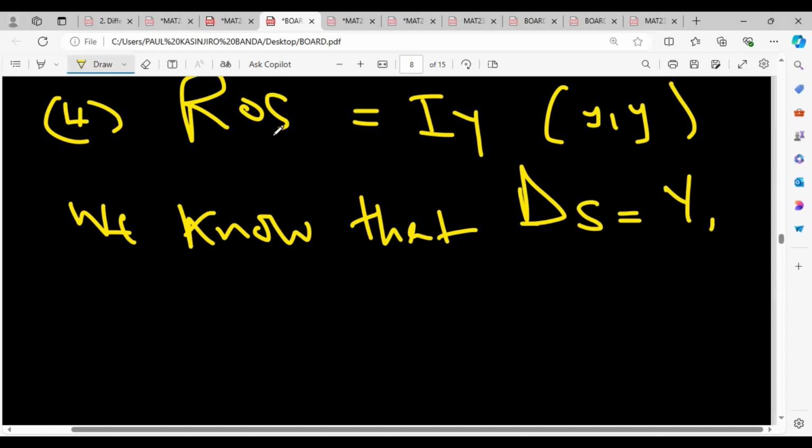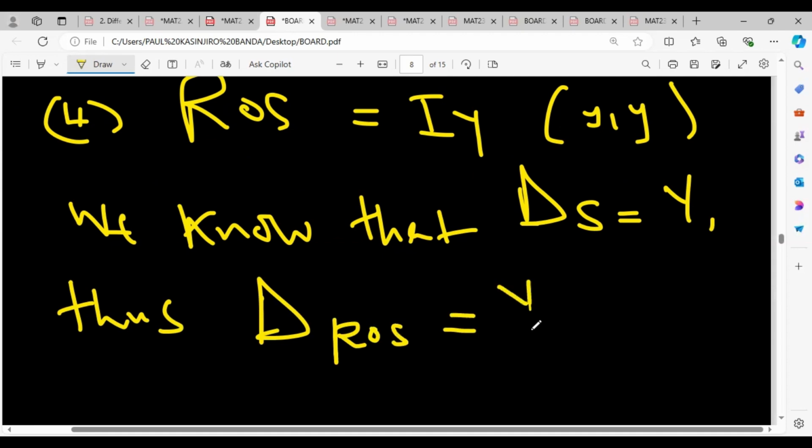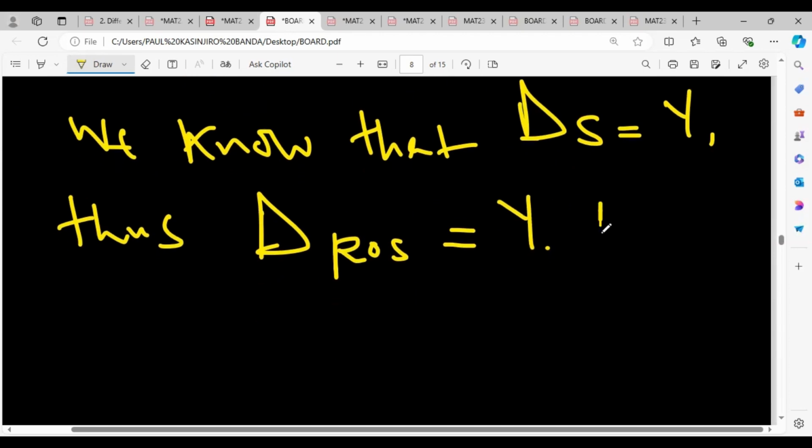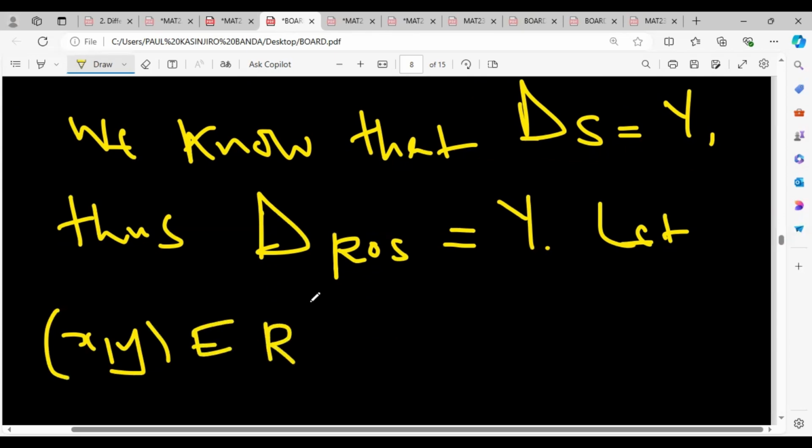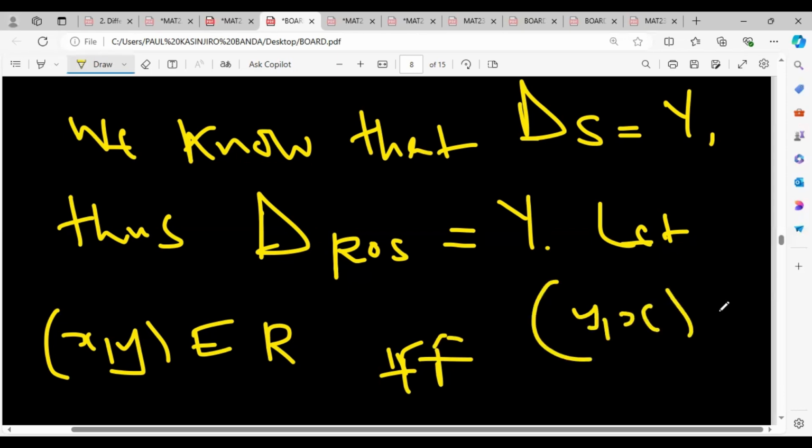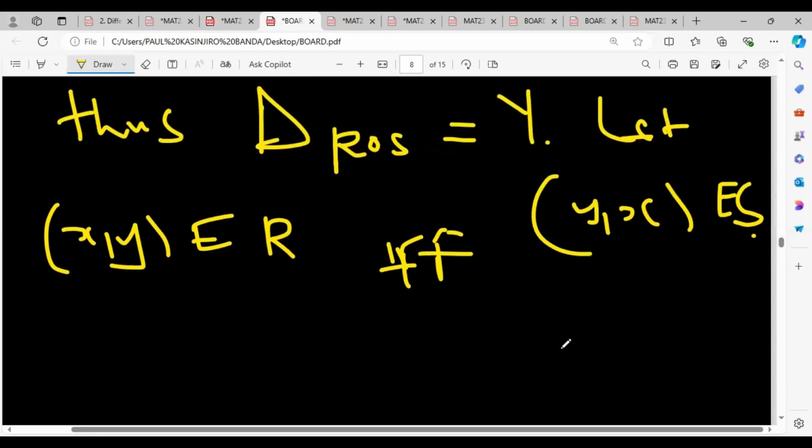Meaning even the domain of R of S will just be the set Y, because the first coordinate will be coming from X. So we know that the domain of S will just be the set Y. Thus the domain of this R of S will be this same set Y. And then from there, we can let X comma Y be a member of R. This can be true if and only if Y comma X is a member of S. So you can see it's just the opposite we are doing.